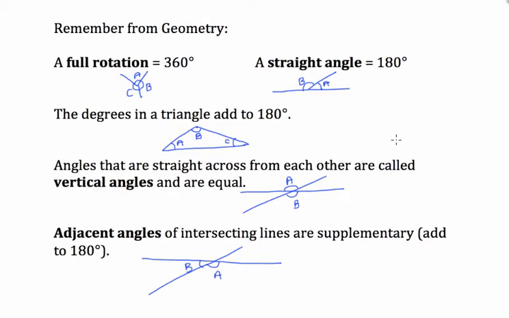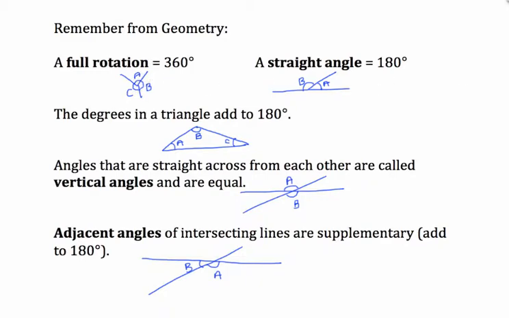Let's review some terms from geometry. Some of these terms we have covered back in one of the beginning modules, and some are review from your geometry course in high school. First of all, a full rotation is 365 degrees.